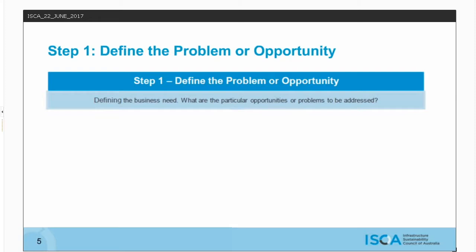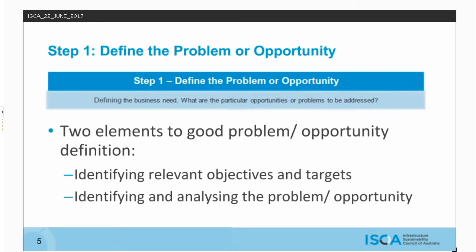There are 2 elements to good problem or opportunity definition. 1, identifying the objectives and targets relevant to the proposed sustainability initiative, and 2, identifying and analysing the problem or opportunity. When looking at the first of these elements, identifying the relevant objectives and targets, consider what organisational, client or broader societal objectives and targets may not be achieved due to the problem or opportunity. What objectives and targets does the opportunity contribute to? When looking at opportunities, it may be useful to refer to the framework on page 7 of the how-to guide, which outlines common business improvement objectives and value drivers. I've got that here for you.